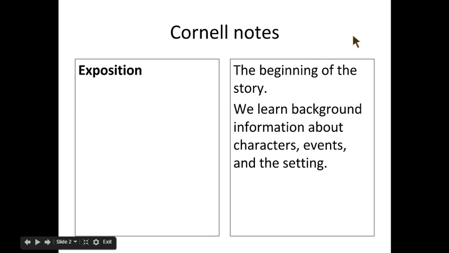Now, in your Cornell notebook, really quickly, I just want you to write on the left-hand side, exposition. On the right-hand side, I want you to write the beginning of the story. We learn background information about characters, events, and the setting. In any movie you've ever seen, think about the first 15 minutes. That's where you meet the main character. That's where you learn about that character's family or their life. And that's where you figure out where the story is going to take place.